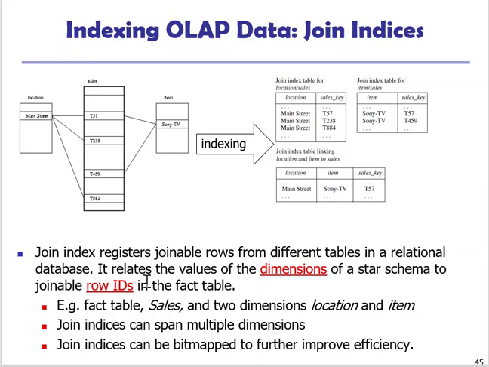And another point to mention, as here we have text strings, Sony TV, those are all text strings, and we can actually convert those join indexes to bitmap index to even further improve the computational efficiency. So those are the two indexing methods that can be used in data cube to improve the computational efficiency.